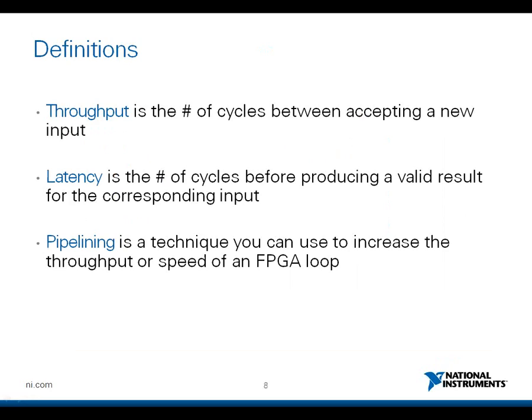Before we move forward to understand pipelining as a method used to optimize timing performance, let's discuss the key terms which are important to understand. So what is throughput? Throughput is the number of cycles between accepting a new input. Latency is the number of cycles before producing a valid result for the corresponding input. And pipelining is a technique which we can use to increase the throughput or speed of an FPGA loop.